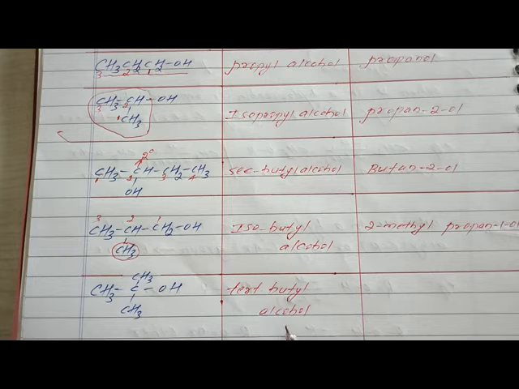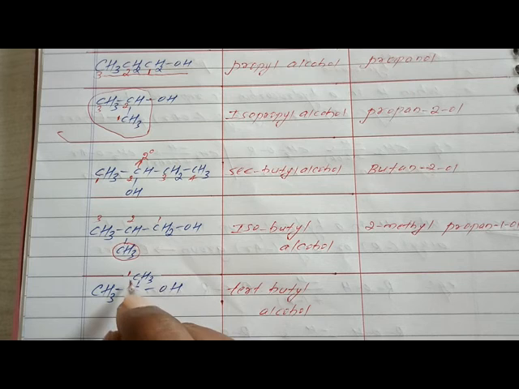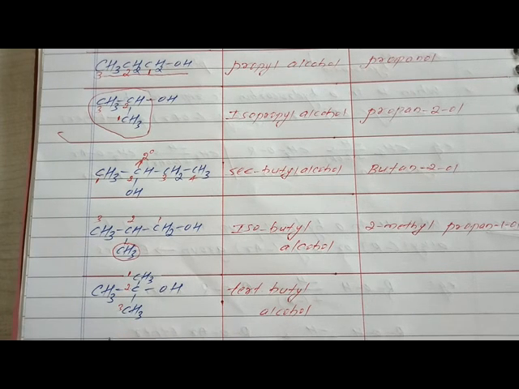What about the IUPAC name? Now select the longest continuous chain. First thing, number the compound and identify if there is any presence of what we call substituents, and identify their position. So we can number this compound as 1, 2, 3 or we can also number it as 1, 2, 3. So here I will number it as 1, 2, 3 because it seems somewhat a straight chain.